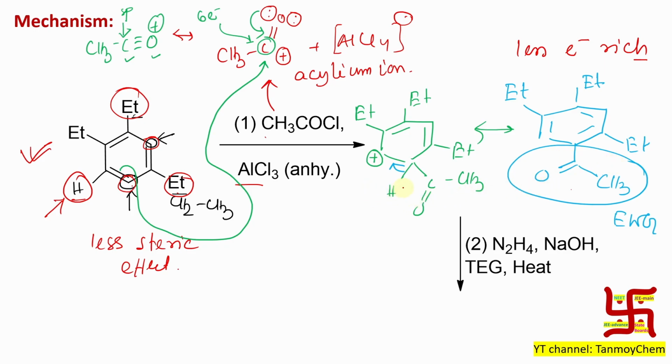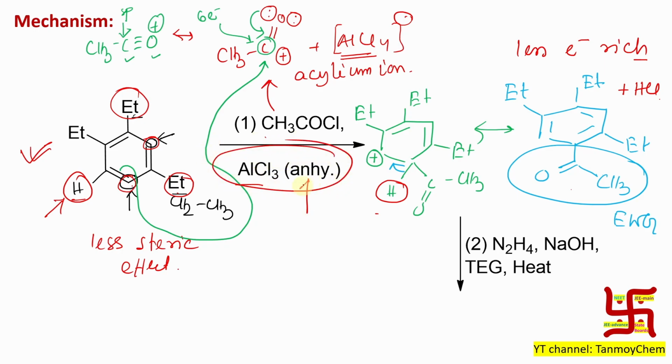Now what about the fate? This hydrogen will come out as H plus, and previously one Cl minus went and attached with AlCl3. So both H plus and Cl minus combine and produce HCl. And in this way AlCl3 will be regenerated, so a catalytic amount of anhydrous AlCl3 is enough.